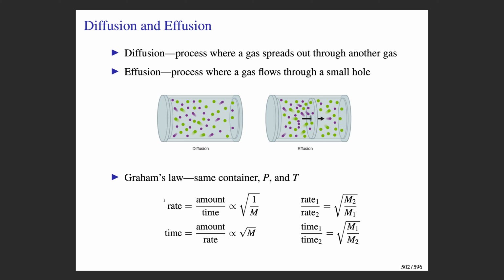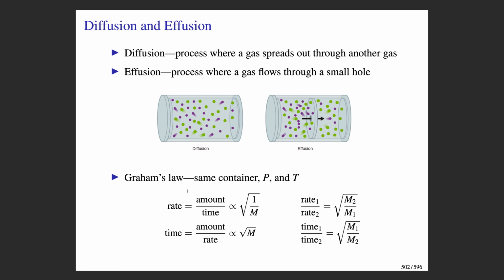Okay, so this is Graham's law for diffusion and effusion. The rate of effusion is proportional to the square root of 1 over the molar mass of the gas. So the heavier the molar mass, the slower the rate. The lighter the molar mass, the faster the rate.